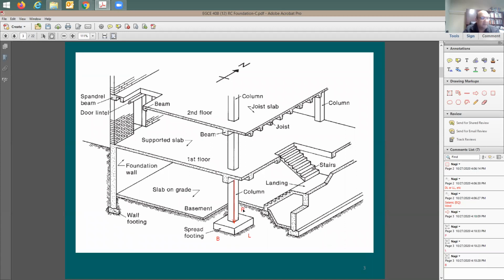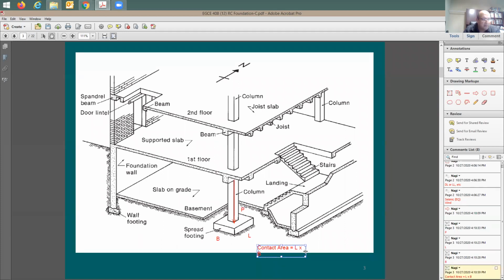Now this column here is again supported by a pad that has a cross-section area, so I'm going to say here, area of the footing, contact area, if you like to call it this way. It's going to be equal to L times B. This is going to be the contact area between the soil and the footing. The question is, once I have this contact area, how much pressure do you have between the soil and the footing? Let's say the soil pressure.